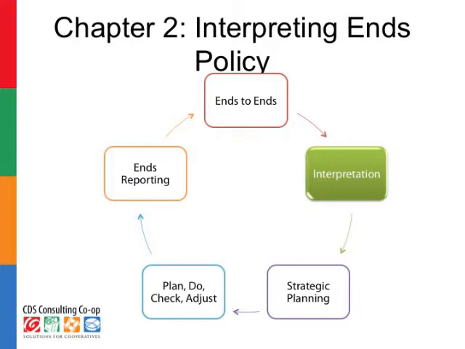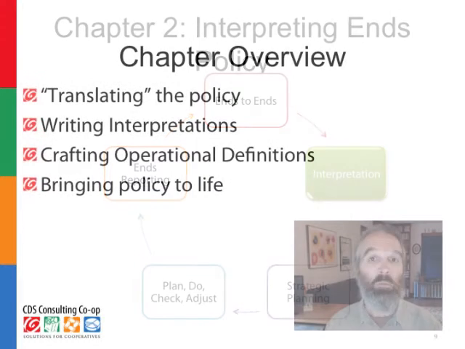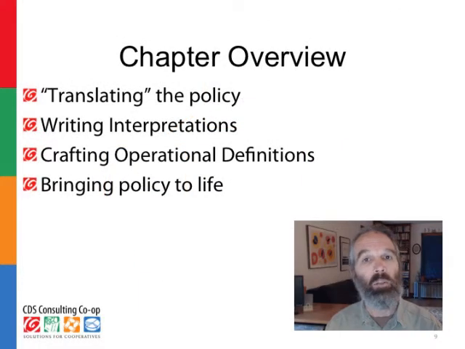So here in chapter two, we're going to pick up this cycle of ends-driven strategic planning work at the moment where the manager has been given an ends policy by the board and now has to work to bring that policy into the world of operations. In this chapter, we'll cover some concepts that include translating the policy, taking it from the language of board work into the language of operational work, to think about how the manager can go about interpreting the policy, writing important operational definitions, and making that policy come alive for everyone who it will touch.